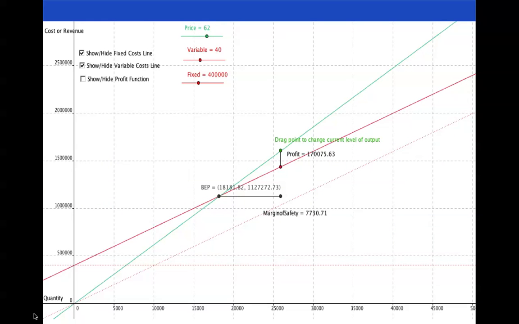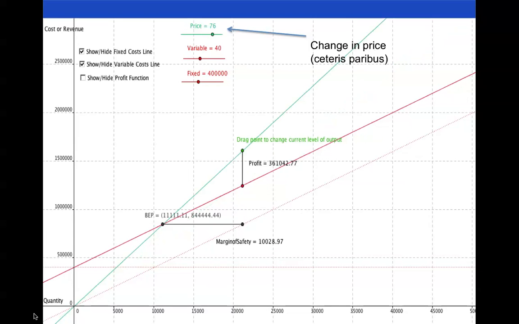Next, let's explore how changes in different components will affect the chart. Here, we have a break-even chart with the price of output at $62 per unit, total fixed cost as $400,000, and average variable cost at $40. When we shift the price from $62 per unit to $76, we can observe a significant change in all components of the graph except for the fixed cost.